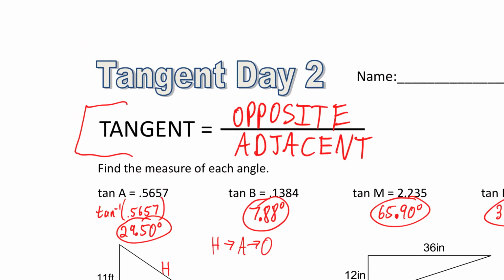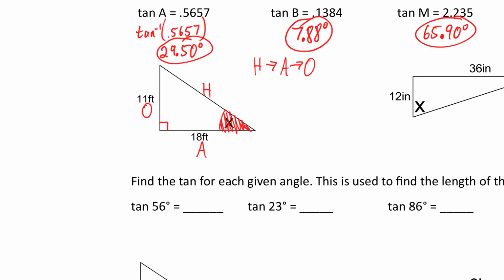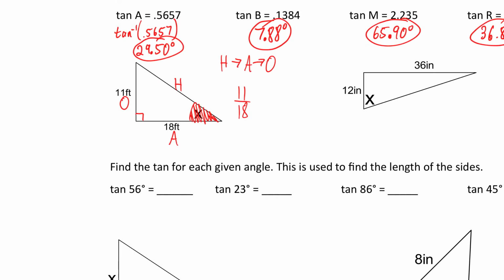Now again, what we just wrote up here, tangent is always opposite over adjacent. So how long is the opposite side? 11 over how long is the adjacent? 18. So I want to know how big that angle is, so I'm just going to type in my calculator again, tan inverse of 11 over 18. So if an angle has a tangent of 11/18, how big is that angle? 31.43 degrees.